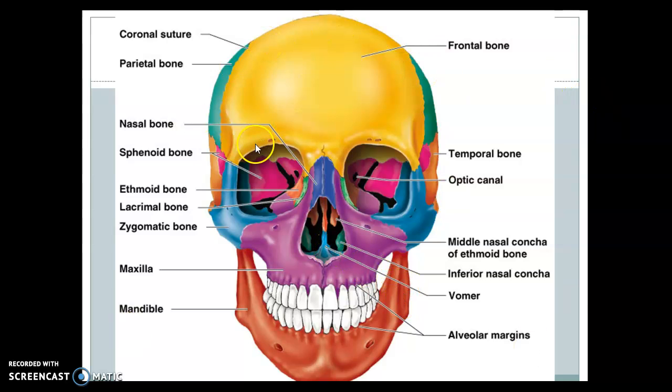So here's all the bones we just looked at: frontal, parietal, temporal, the sphenoid, which is in the bottom of the skull. You can see it through this picture. Here's the lacrimal bone here. Here's the nasal. That's the maxilla, mandible, zygomatic. And then again, that's the ethmoid. You can see it better from the bottom of the skull. And the sphenoid, again, you can see that better from the bottom of the skull as well.